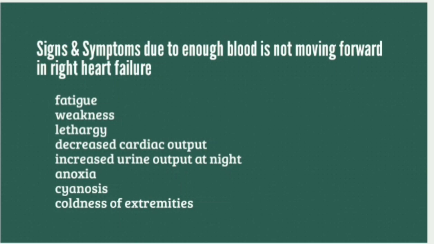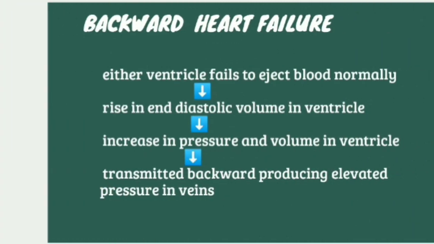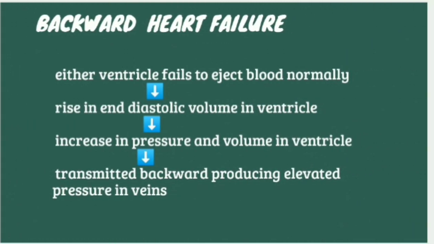Next, let's discuss backward and forward heart failure. First, let's see what backward heart failure is. If either ventricle fails to eject blood normally, there will be a rise of end-diastolic volume in the ventricle, which results in an increase in pressure and volume in the atrium. Due to the greater volume in the atrium, it gets transmitted backward, producing elevated pressure in the veins.